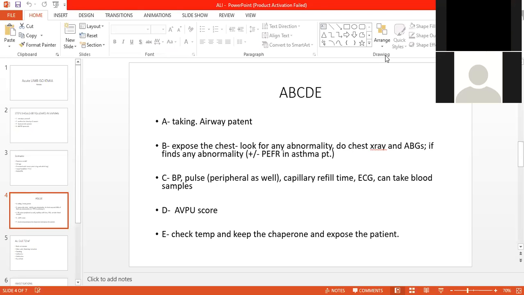Once you say this, Simman will let you do the things. And as Dr. Kurat said, while doing A, B, C, D, E, if your patient is stable, you can take the history side by side as well. Like once you are checking the pulses, at that point you'll find out that he has acute limb ischemia and there are absent pulses in the right limb. So you can start asking questions there.